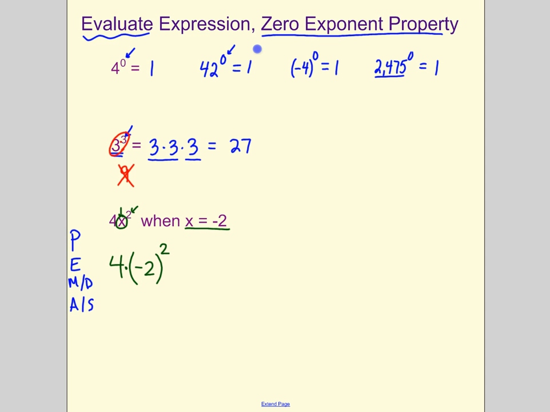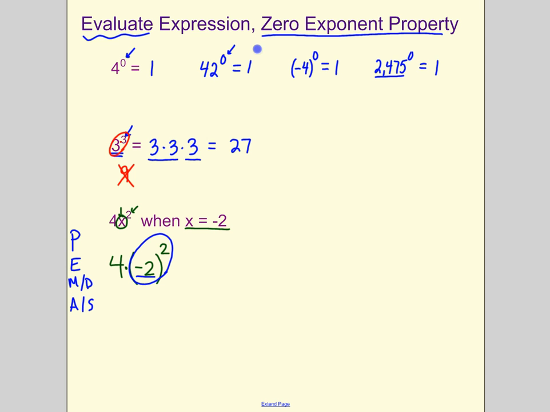So start with P, parentheses. Inside my parentheses I have a negative 2. There's not an operation in there, so I can't really do anything. Then I move on to E, exponents, and guess what? We do have an exponent. This squared is only the exponent with this base. So we are going to go ahead and evaluate negative 2 to the 2nd power. I haven't touched the 4 out front yet because I haven't gotten to that part of my order of operations.